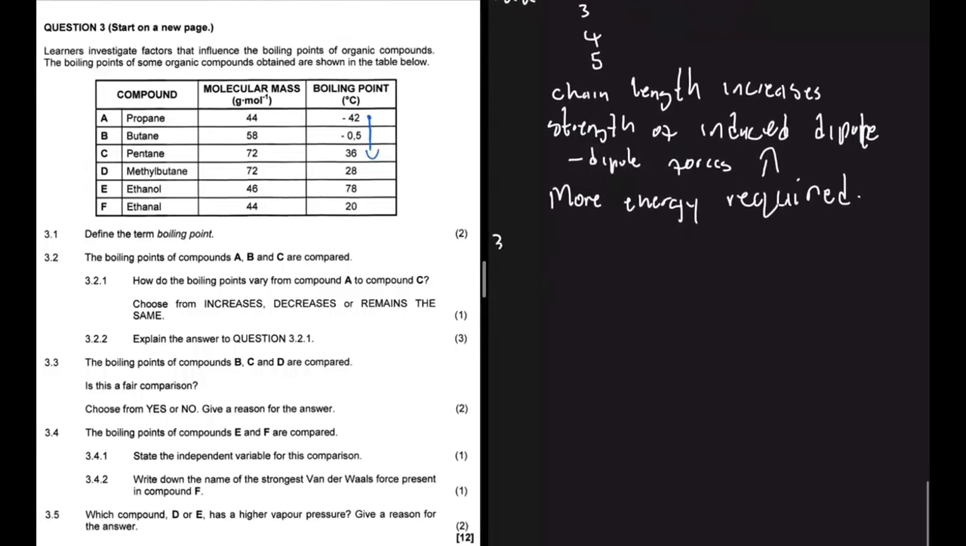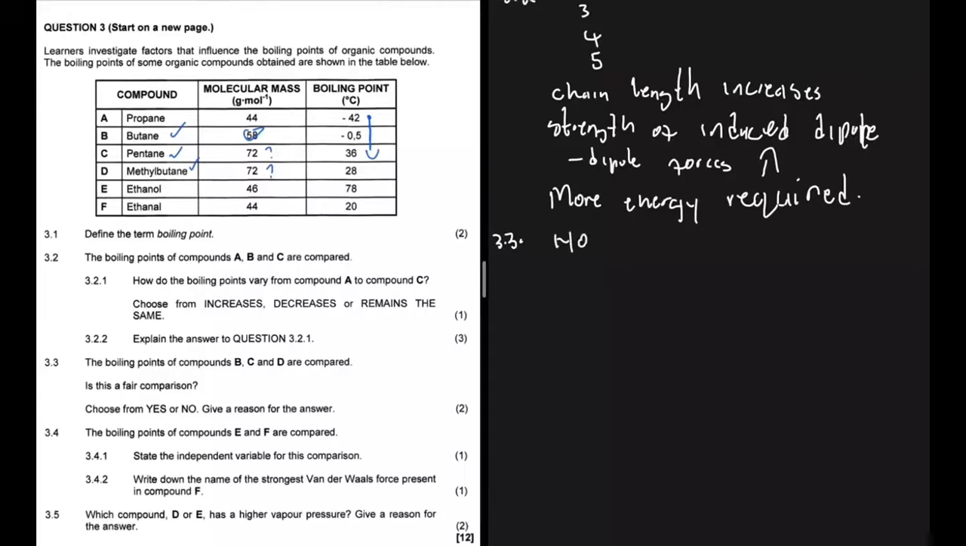And then 3.3 says the boiling points of compounds B, C, and D are compared. Is this a fair comparison? So let's go look at B. Here's B, which is butane, C, which is pentane, and D, which is methylbutane. And then, is this a fair comparison? If we look at the molar mass of B is 58, the molar mass of C is 72, and the molar mass of D is 72. So no, I don't think this is a fair comparison.